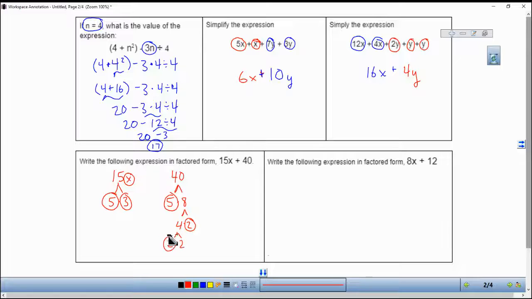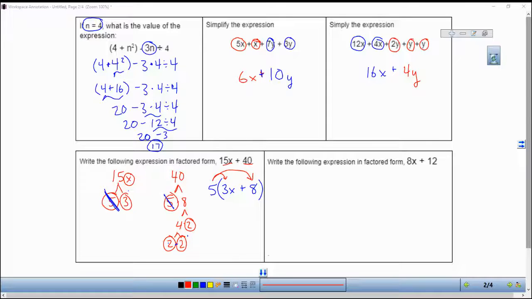So let's see what they have in common. They have a 5. So that's going to be the GCF. That's the only number they have in common. Parentheses. Let's see what's left over on each side. So we have 3 times x on this side. That's what's left over. So it's going to be 3x. Plus 2 times 2 times 2, which is 8. Now to check that, just to make sure we got it right, we can use the distributive property. 5 times 3x is 15x. 5 times 8 is 40.